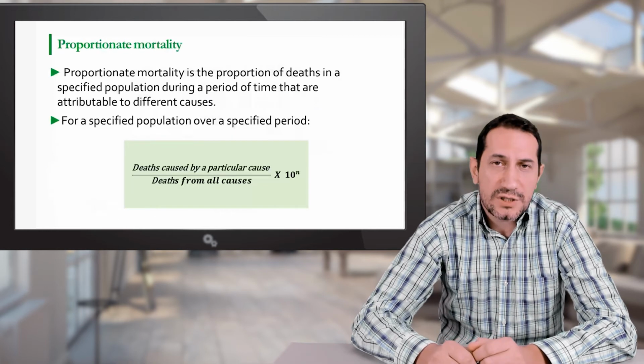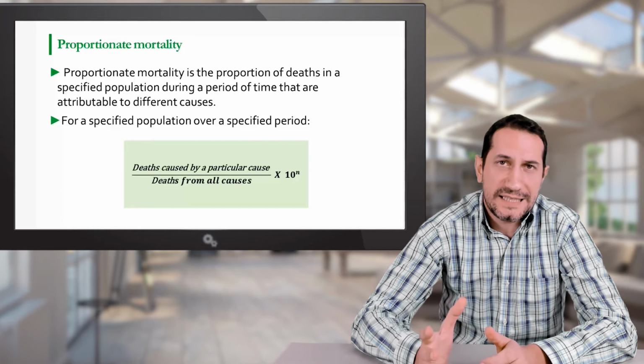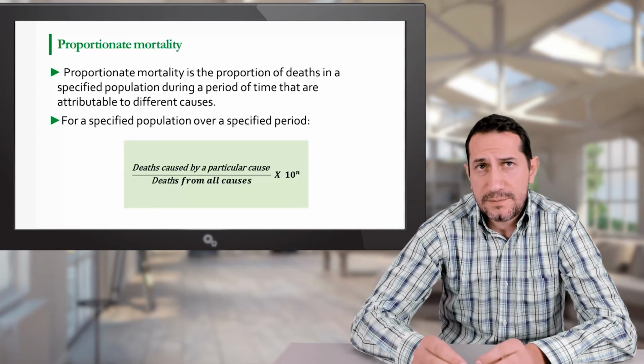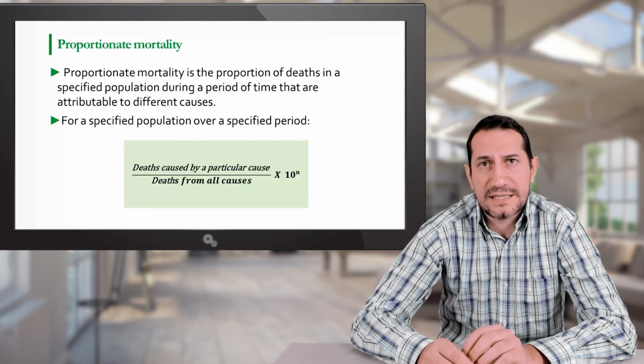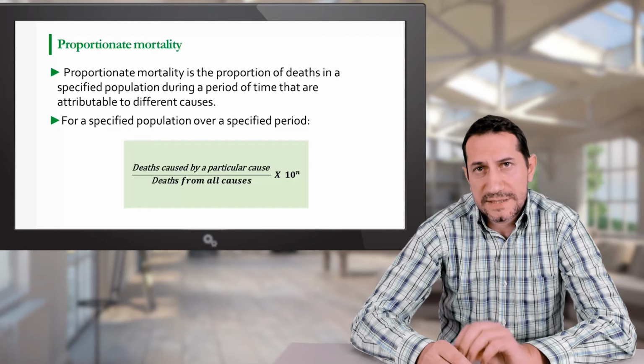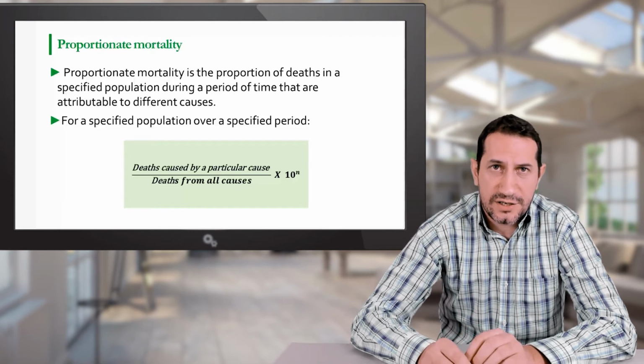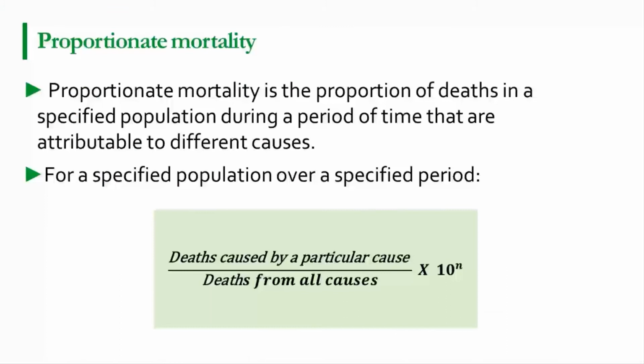The proportionate mortality is another indicator, but in the denominator it uses all of the deaths, and not the size of the population in which the deaths occurred. So total deaths would be the denominator, while in the numerator would be the deaths specific to a certain cause. Each of the death causes would count in the numerator, but in the denominator would be all total deaths.